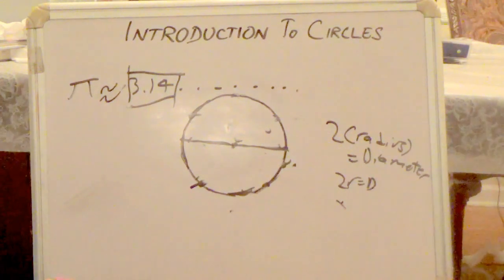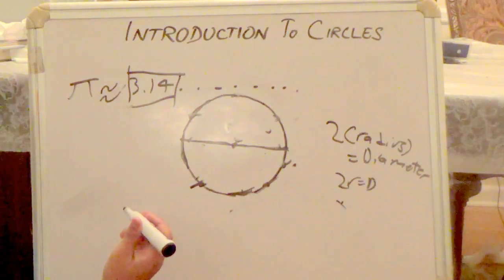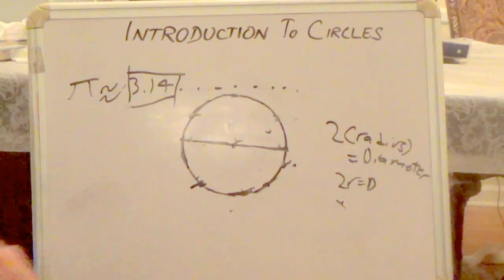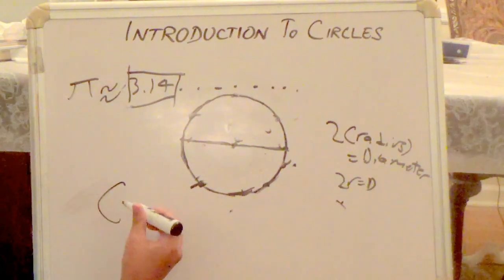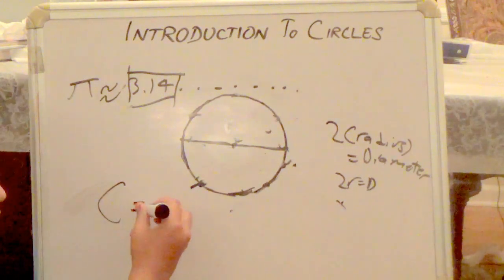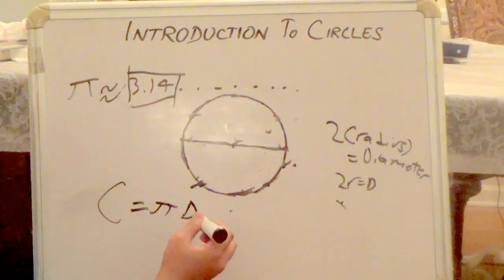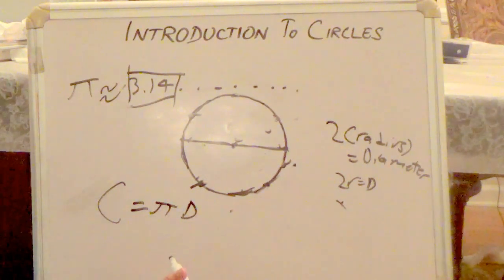Now, like there are formulas for the perimeter of rectangles, there is a formula to find the circumference of a circle. The circumference of a circle is represented by C for circumference. C equals pi times the diameter. Okay, so there's two formulas for writing the circumference. So the circumference is pi times the diameter.